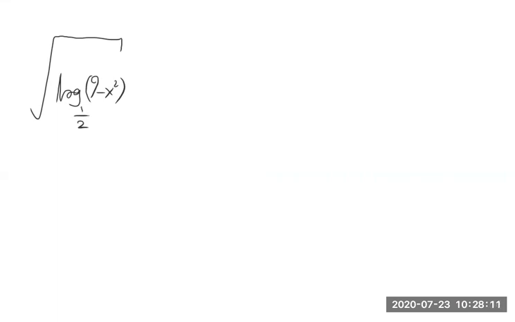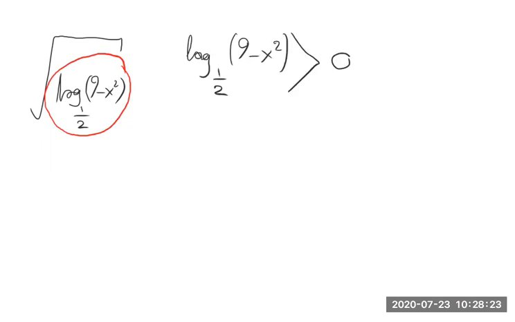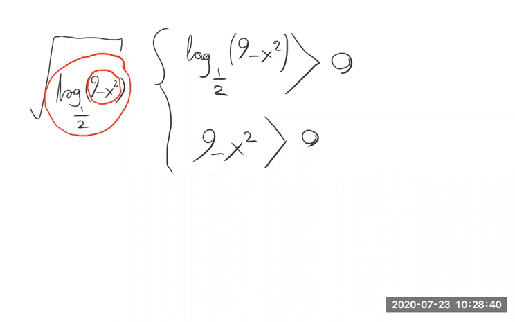Okay, what are the rules here? This thing should be positive. It's under a radical, so it should be positive. Right? We are taking its square root. Well, what we have here, 9 minus x squared, we are taking its log. So 9 minus x squared itself should be positive. So we have these two things.